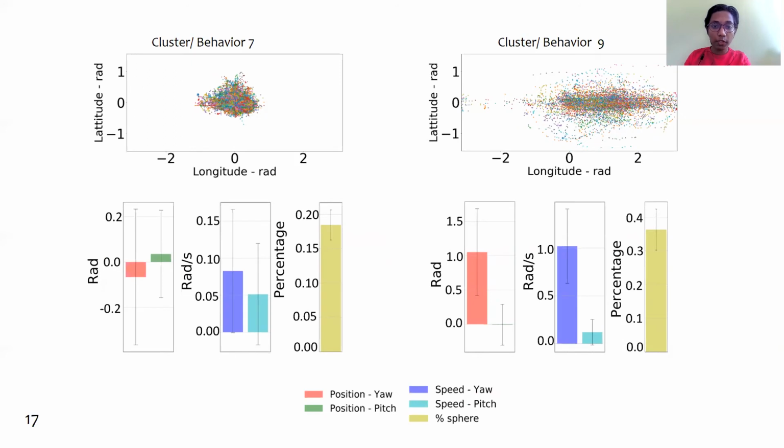These are 2 example viewport clusters representing 2 different user behaviors. From the equirectangular plot of viewport traces, you can see that behavior 7 tends to stay stationed in the middle of the frame, whereas behavior 9 tends to move fast in the yaw direction while exploring a large percentage of the sphere. These features are also characterized in the corresponding feature bar graphs.